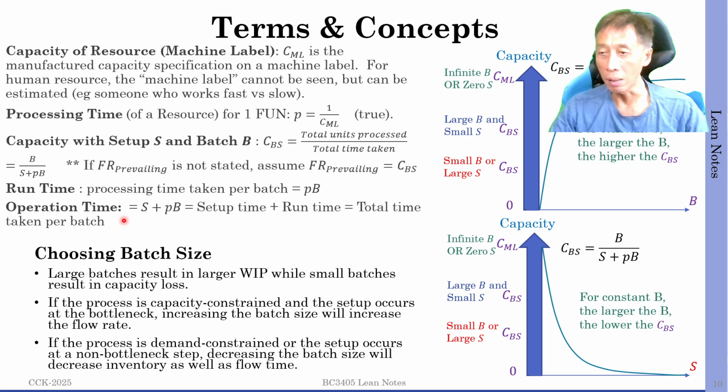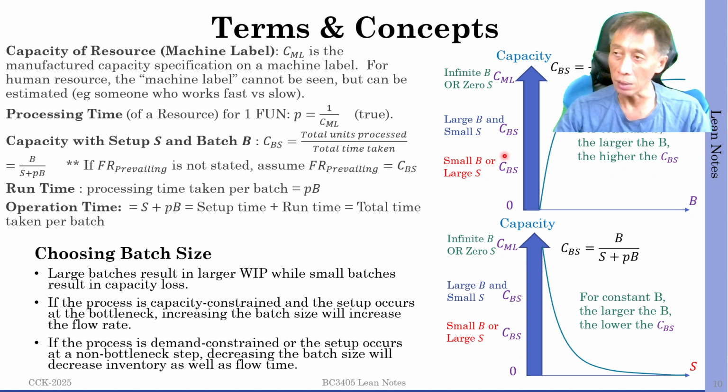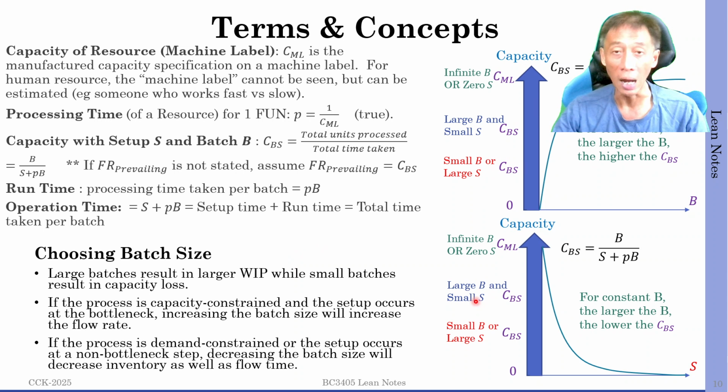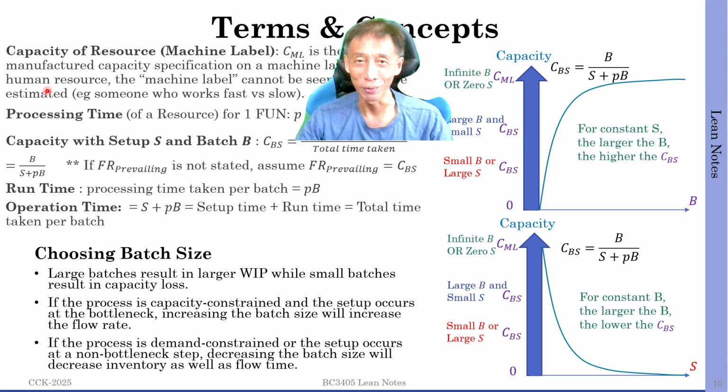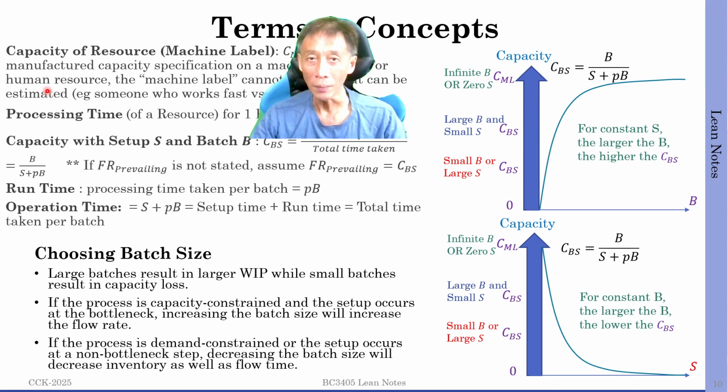Runtime, operation time, I have illustrated that. And then I want to steer your attention to the right two graphs. Of course, graphs are easier to understand than words. The two graphs here are basically trying to talk about the shape of this function in terms of B. B is the batch size.